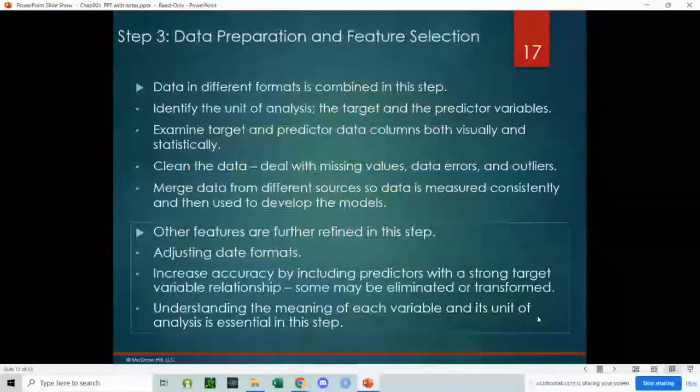Okay, data preparation is often the most time-consuming step of the process. Data is combined and the target and predictor variables are identified. The data needs to be visually inspected and it must be cleaned to deal with missing values, errors, or values that cannot be dealt with or analyzed as they are, as well as outliers. When data comes in from other sources, it often doesn't merge in a consistent format and has to be corrected before analysis can be performed.